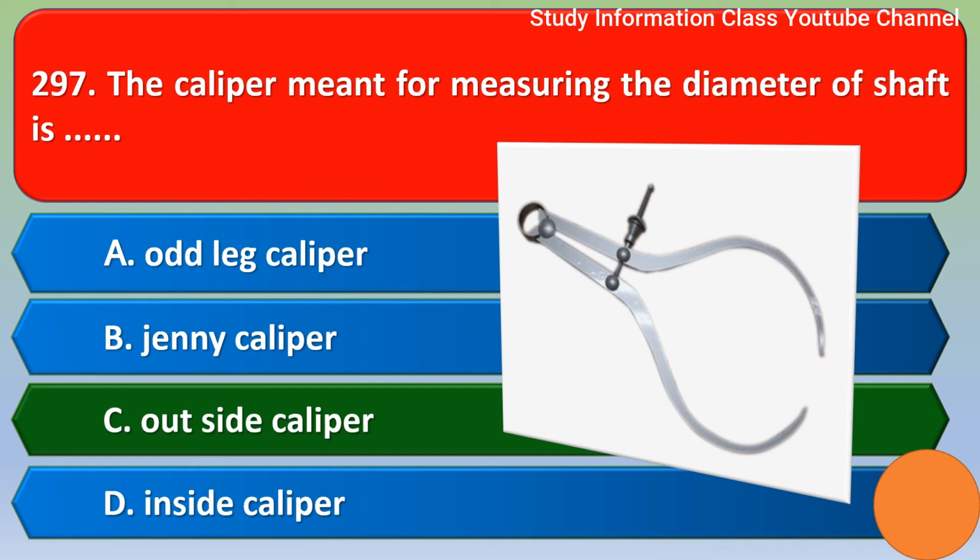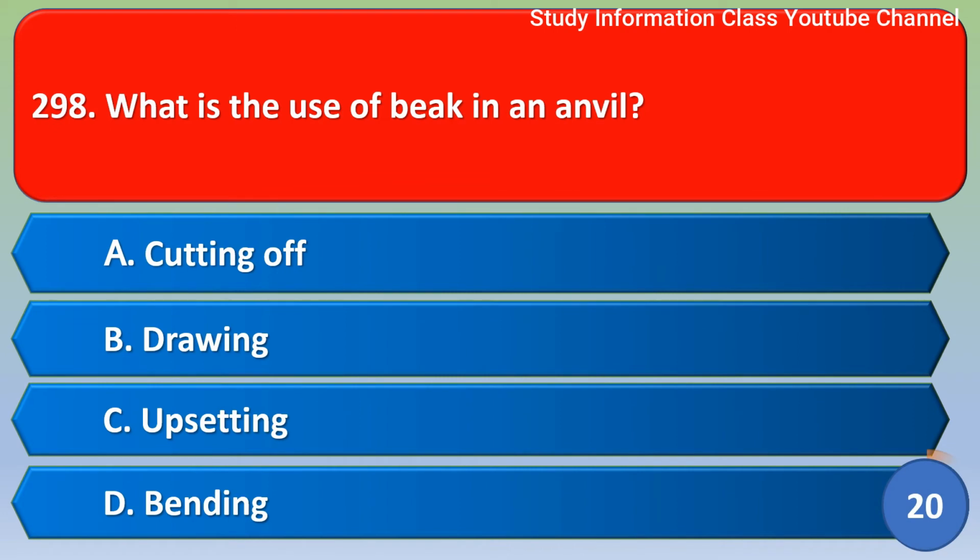Next question, what is the use of beacon and annual? Option A, cutting off, option B, drawing, option C, upsetting, option D, bending. For this question, the right answer is option D, bending. Option D is the right answer.